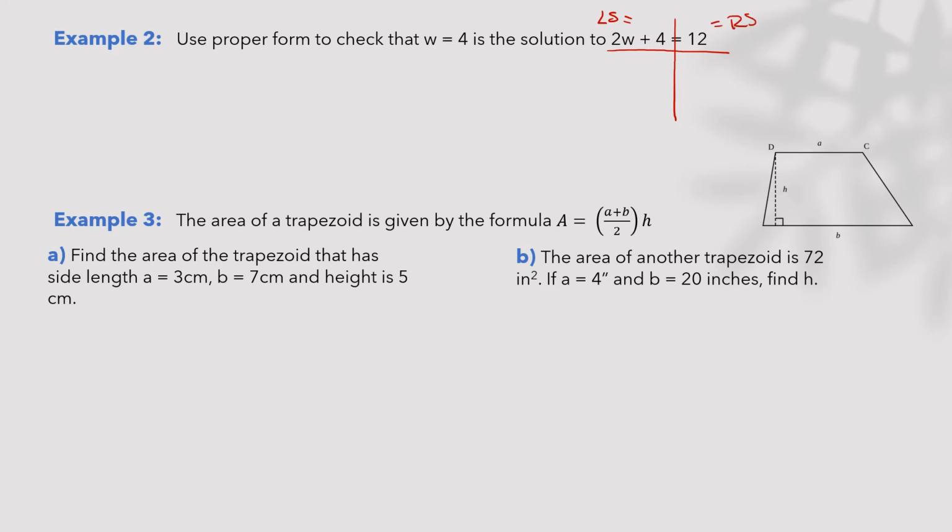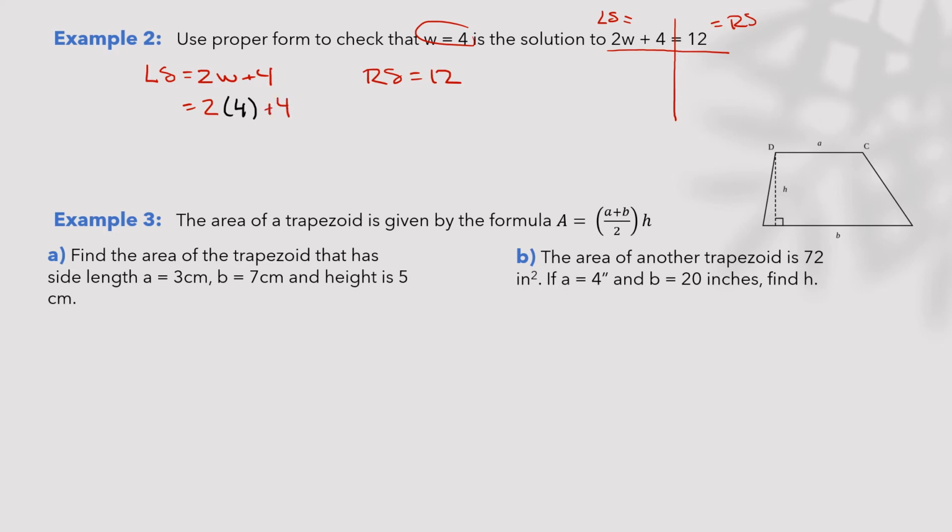So I'm just going to write it out a little differently. I'm just going to write it like this. Left side equals 2w plus 4, and then my right side is 12. So instead of using the T-chart, I'm going to do it this way, and it doesn't matter to me which way you do it. So let's check. We're going to check w equals 4, so I need to sub that in. Into the left side, that's where the w is. So instead of a w, I'm putting a 4 there.